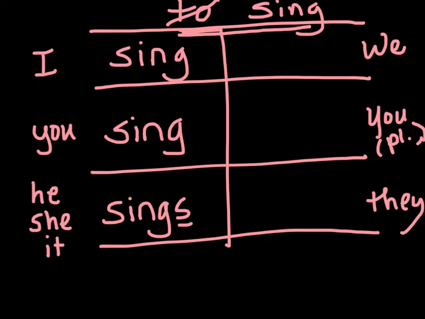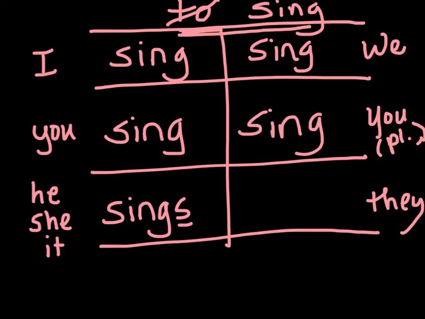With we, we'd say we sing. You plural, if I'm talking to a group of people, I would say you sing, you all sing, and they sing. And for all of these, I don't do a lot in English. I drop the to, and for the third person, singular, I put an S on the end, but for the rest, I just say sing.